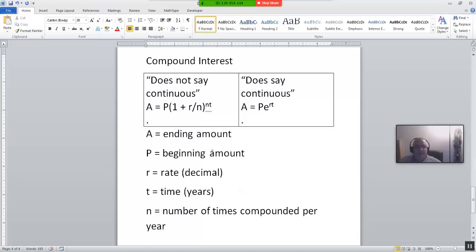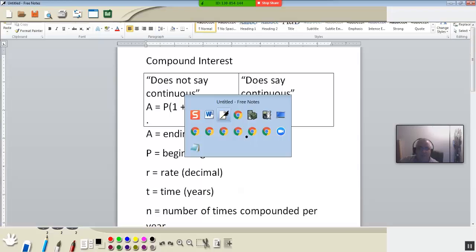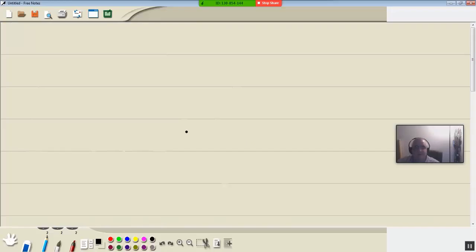Compounded means calculated, but it's more than that. They calculate the interest, and then they take it and put it back into the account, and it compounds, it builds. It actually builds exponentially after a period of time. Of course, I guess that depends on the values you have in there.